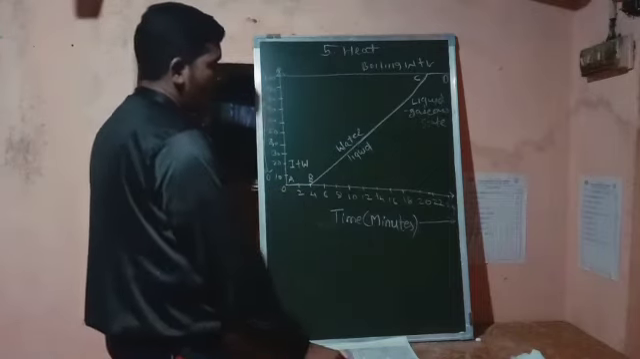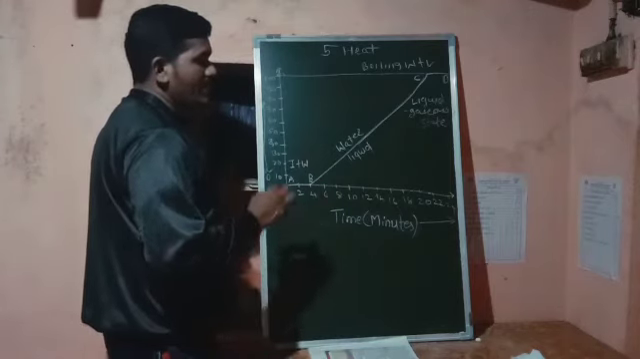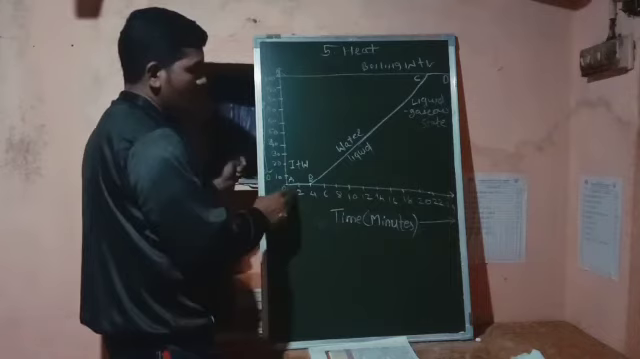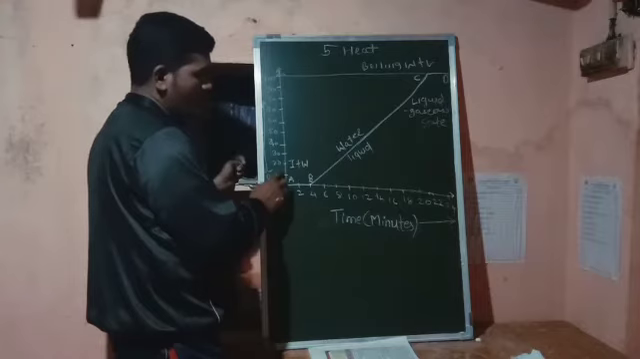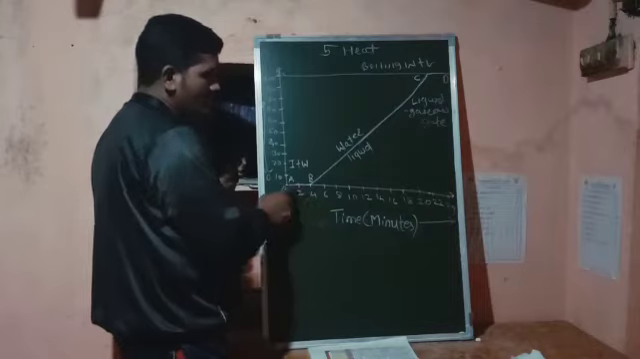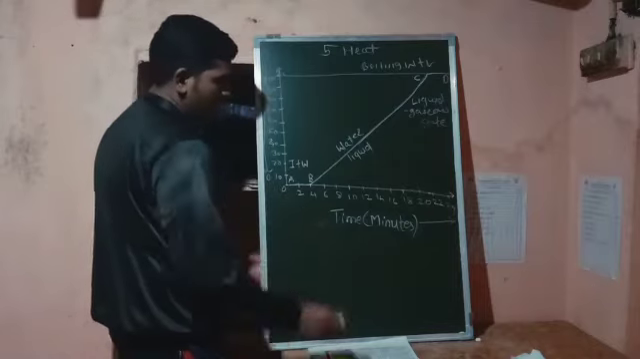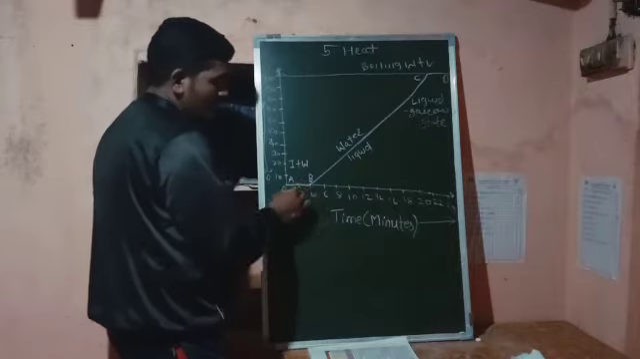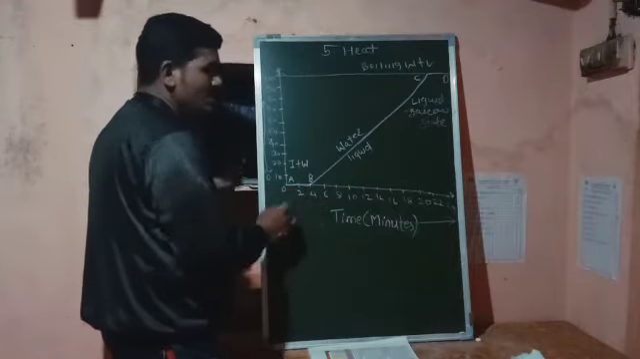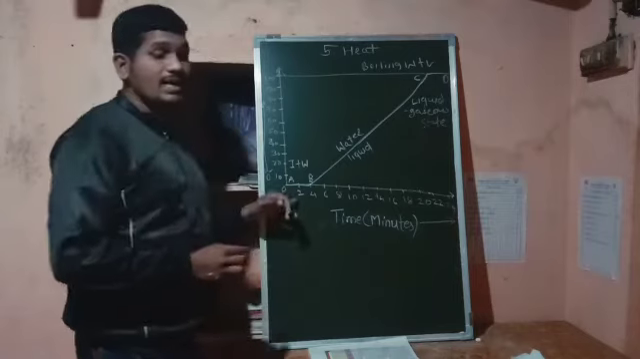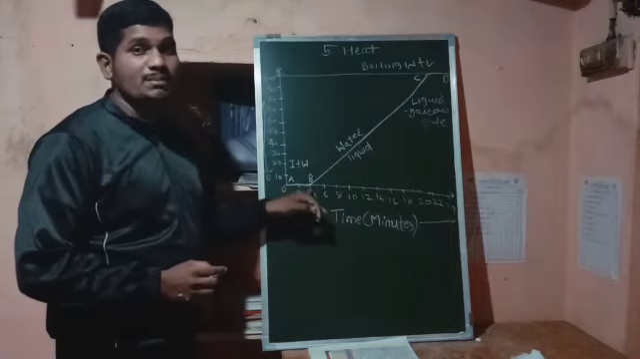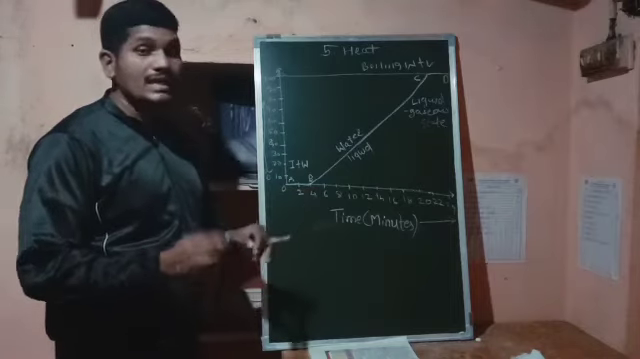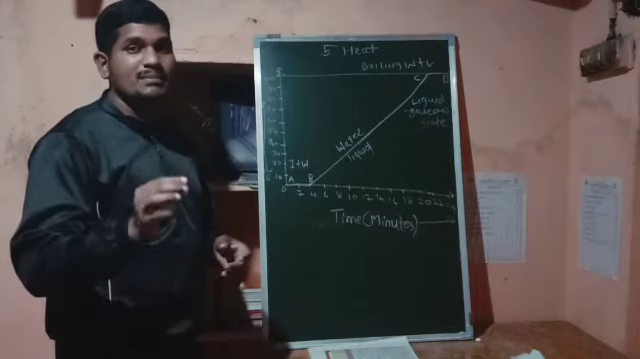Now we can explain very efficiently with the help of the graph. There are points A to B, and this is the temperature you can see. From A to B, the time goes on increasing, but the temperature remains the same. Here the time goes on increasing, but the temperature remains the same, at 0 degree.